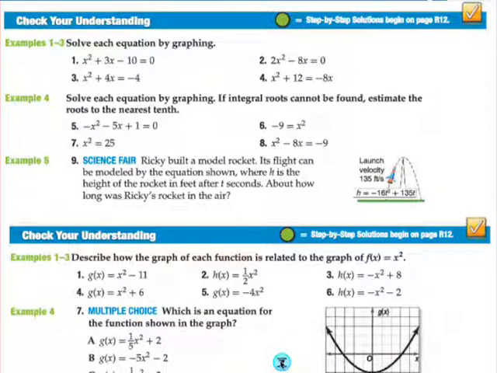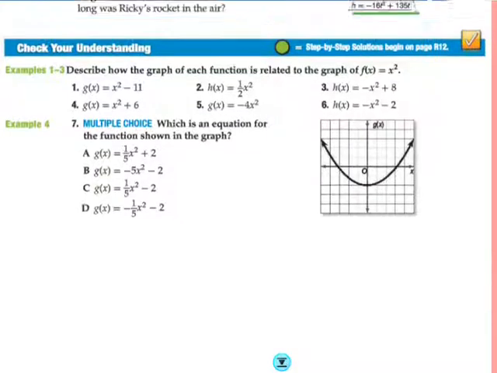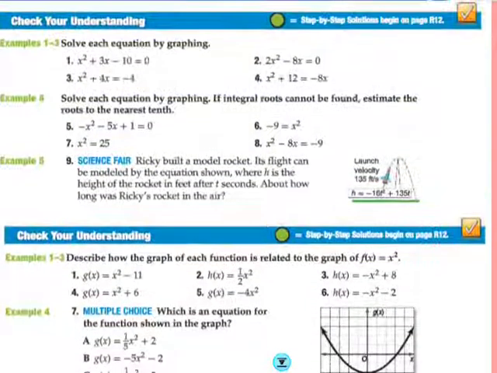Here are the check your understanding problems that you're going to want to work on from each section. So there's 1 through 9 and 1 through 7. Feel free to pause the video on those. Give those a try. And when you get to class, we'll work from the hard problems backwards.